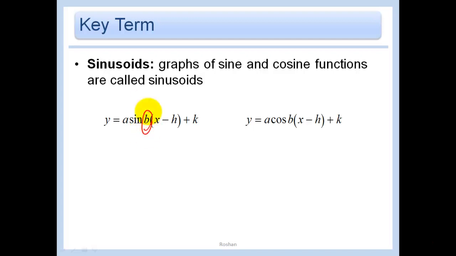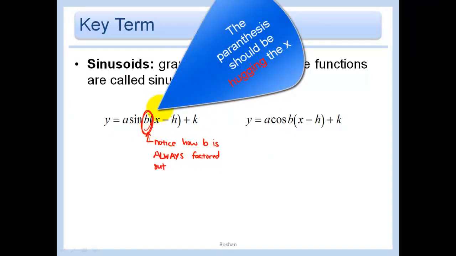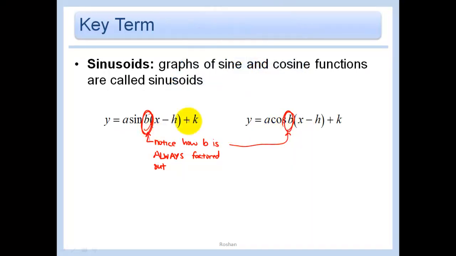Remember, something really important is remember that the b is always factored out. You don't want anything to be touching the x. Remember, a little hint I gave you was that the parenthesis should be hugging the x. So make sure that the parenthesis is always hugging the x and that that b is always factored out. So don't forget, parenthesis must be hugging the x.